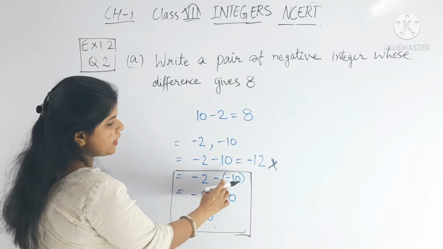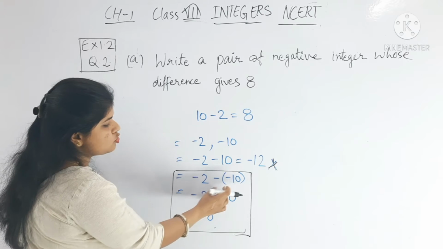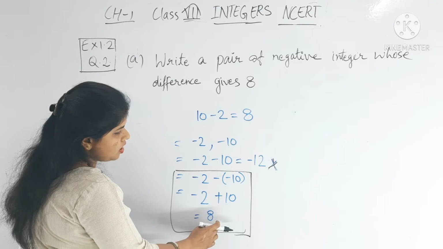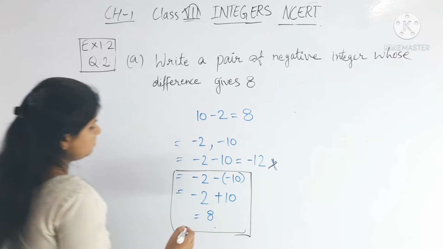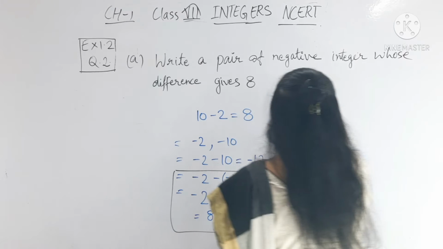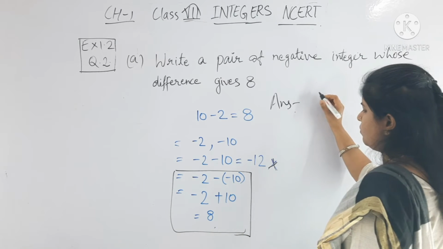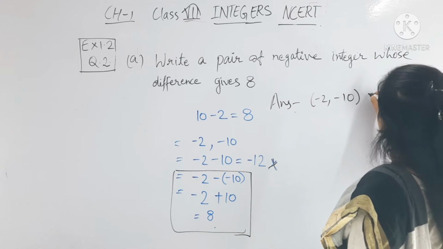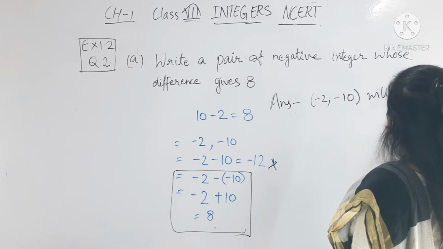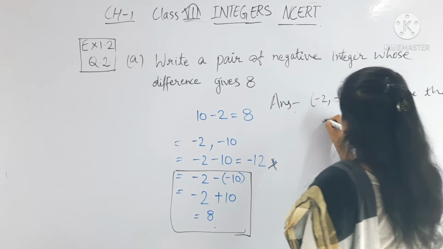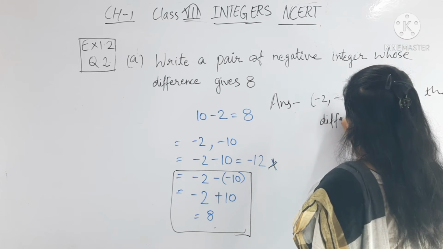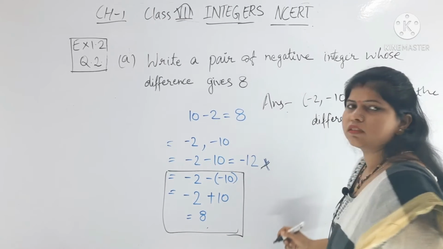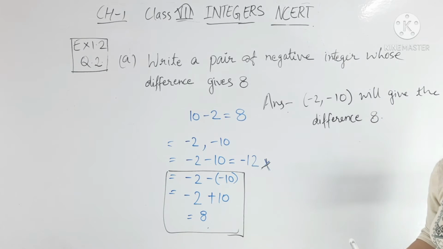That is minus 2 minus in the bracket minus 10. So minus minus will become plus. So minus 2 plus 10 is equal to 8. So my answer is, minus 2 minus 10 will give the difference 8. Okay, that's it. That is the solution of question number 2.